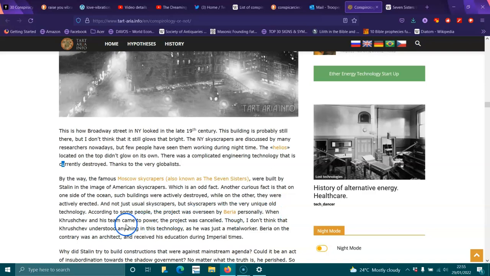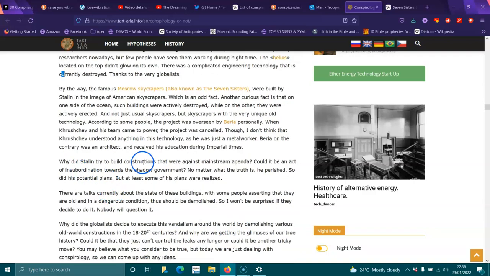When Khrushchev and his team came to power, the project was cancelled. Though I don't think that Khrushchev understood anything in this technology, and he was just a metal worker. Beria, on the contrary, was an architect and received his education during imperial times. Why did Stalin try to build constructions that were against the mainstream agenda? Could it be an act of insubordination towards the shadow government? No matter what the truth is, he perished. So did his political plans. But at least some of his plans were realized.